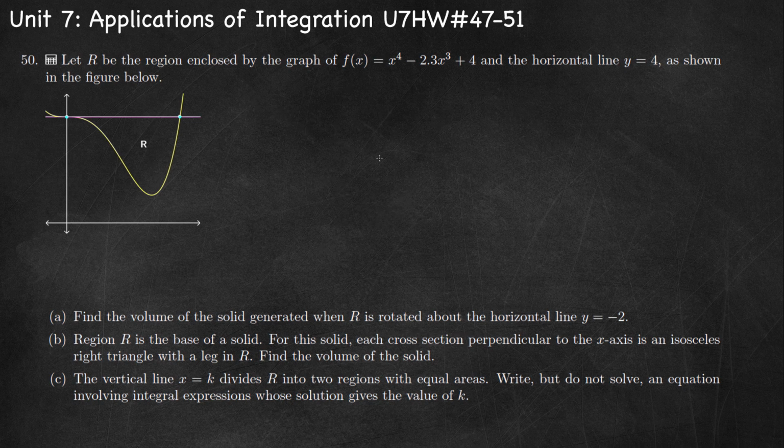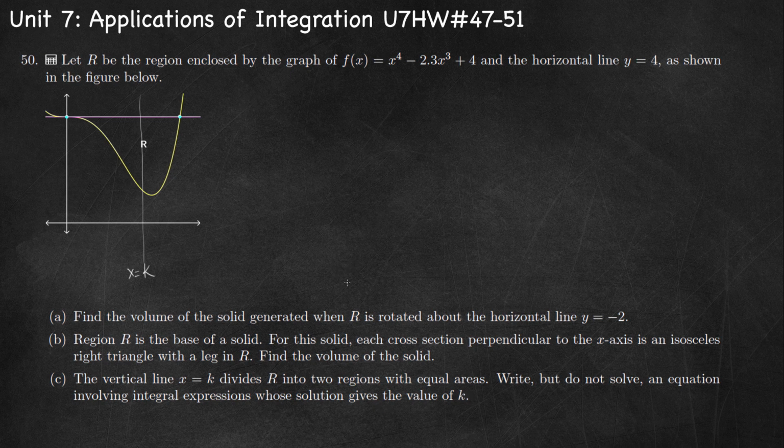Part C, the vertical line x equals k divides R into two regions with equal areas. So I don't know where exactly it is. I'm just looking at it, and I'm going to estimate that it's about right there. Okay, so this is x equals k right there. Write but do not solve an equation involving integral expressions whose solution gives the value of k.